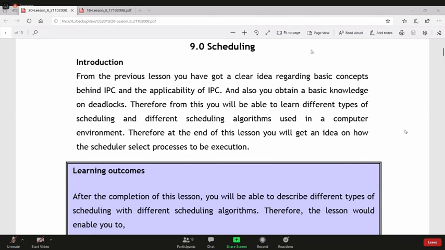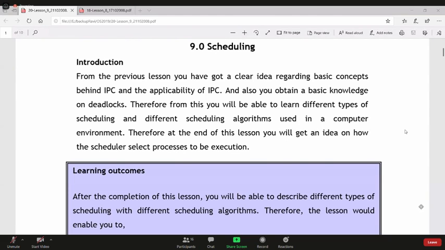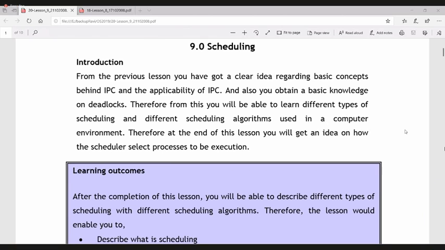So in the previous lesson, you got a clear idea regarding the basic concepts behind IPC. What is IPC? Inter-process communication, and the applicability of IPC. And you also obtained basic knowledge on deadlocks. When you try to communicate between processes, there can be deadlock situations, so we need to avoid those.